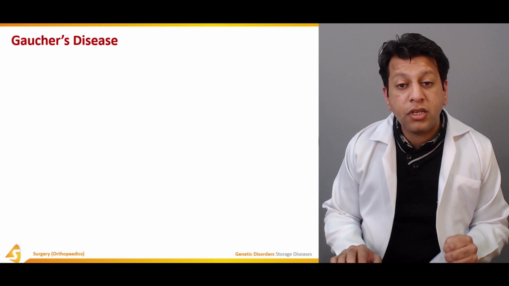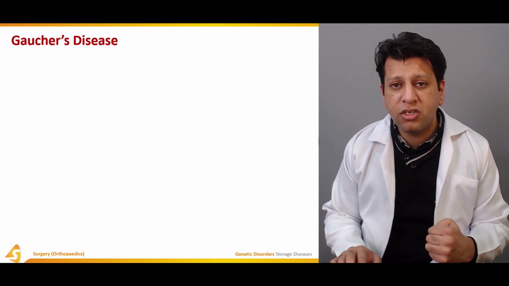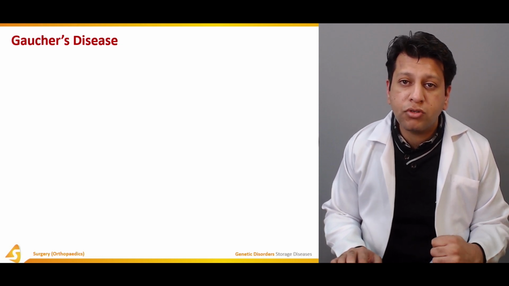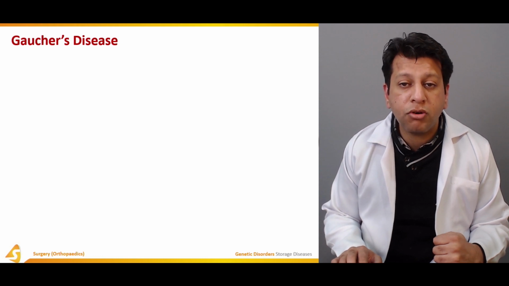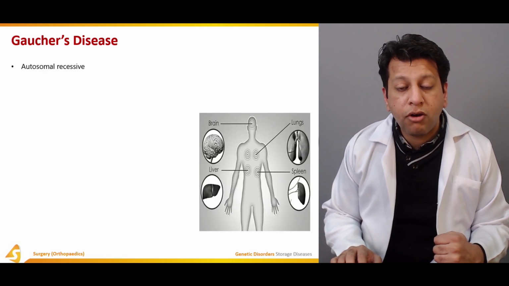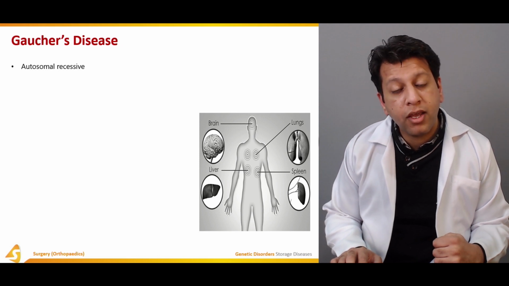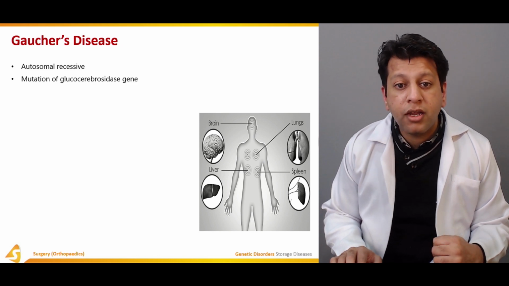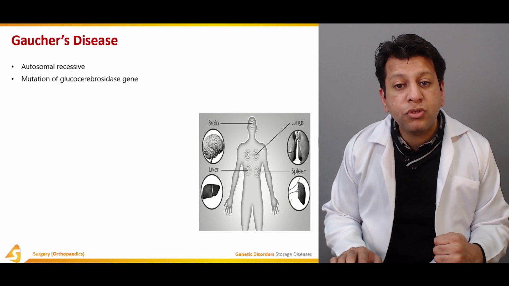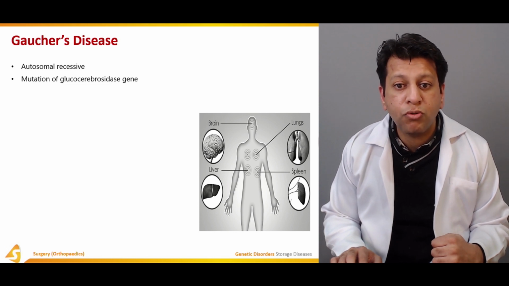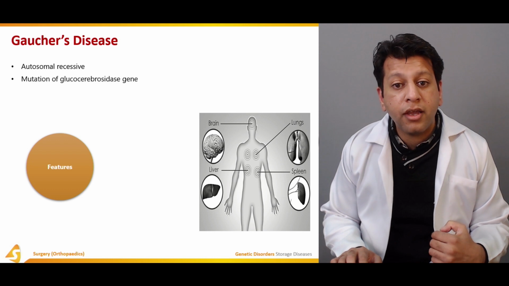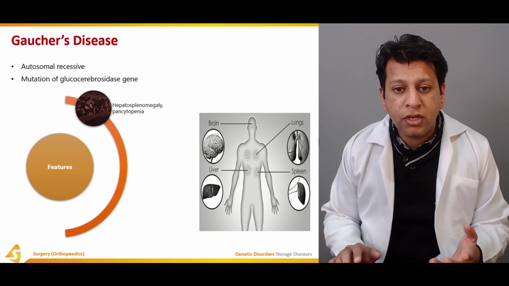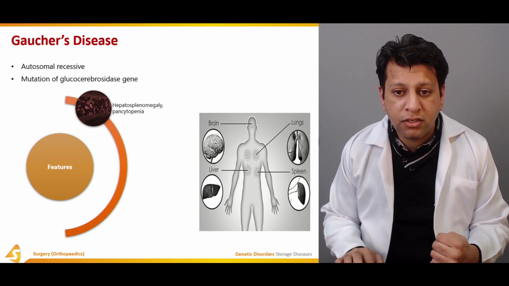Coming to the next disease, which is another form of a storage disease. Why are they called storage diseases? Because this enzymatic deficiency leads to accumulation of these glycosaminoglycans in the cells. That's why they are called storage diseases. Gaucher disease is autosomal recessive, like other types of mucopolysaccharidoses except type 2. It usually results from mutation of the glucocerebrosidase gene, which codes for the glucocerebrosidase enzyme. Once that enzyme is deficient, this results in accumulation of these substances in the cells.